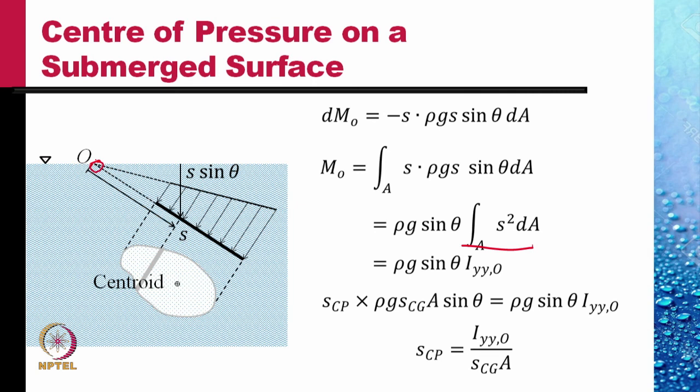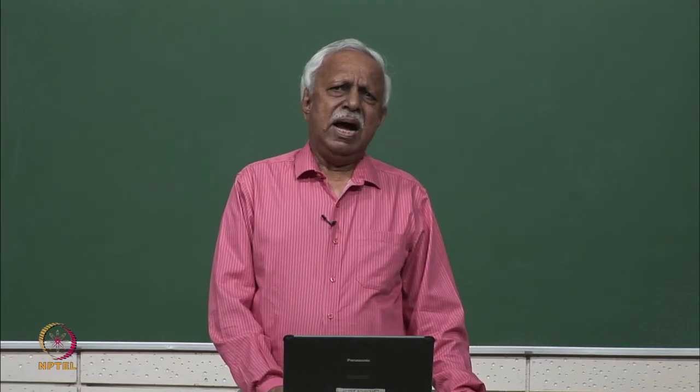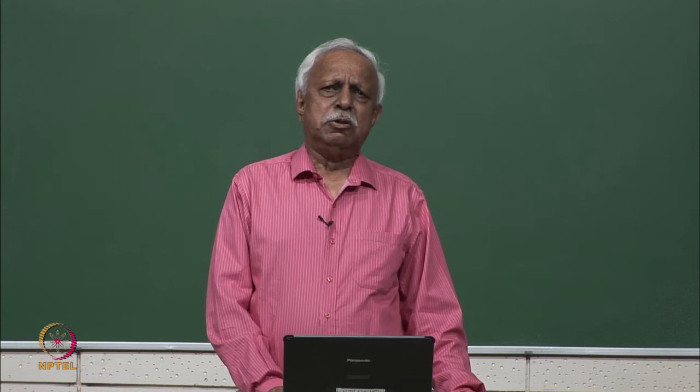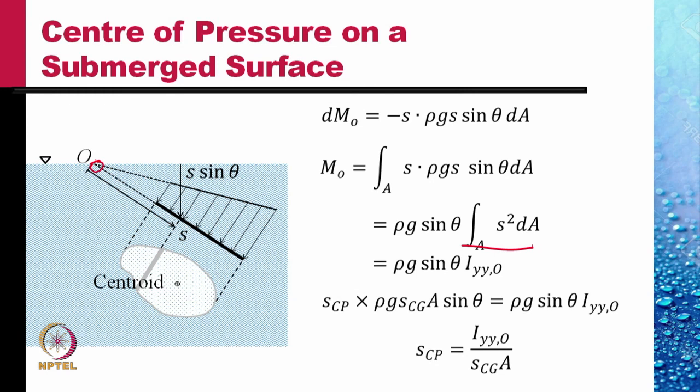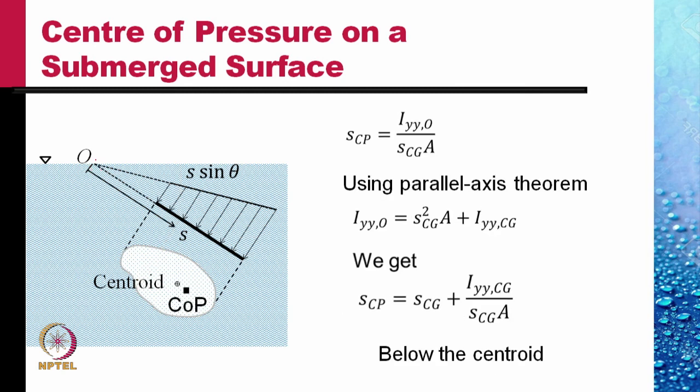But this is in terms of IYY about O, which is not easy to find. It will vary with a whole lot of things like the angle theta. So let us find IYYO in terms of IYY about the centroid of the plate. And for this we use the parallel axis theorem.